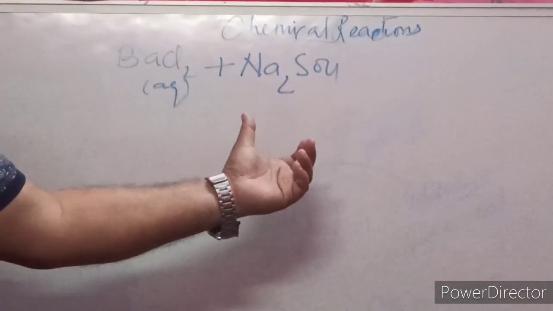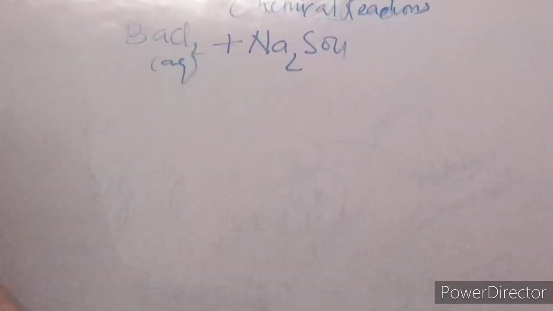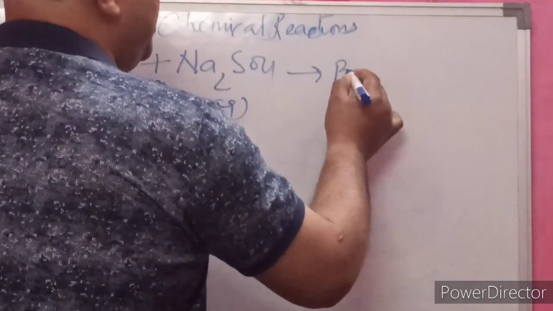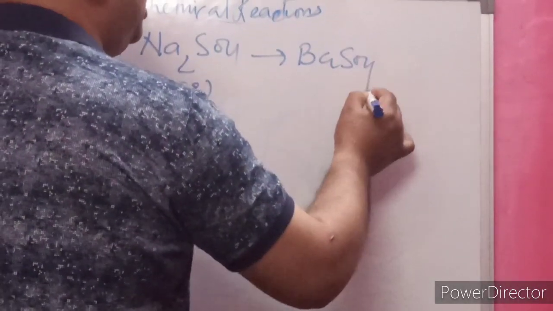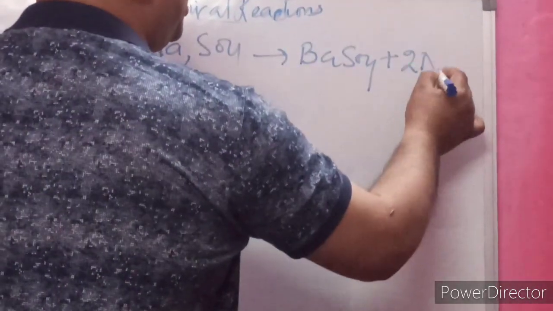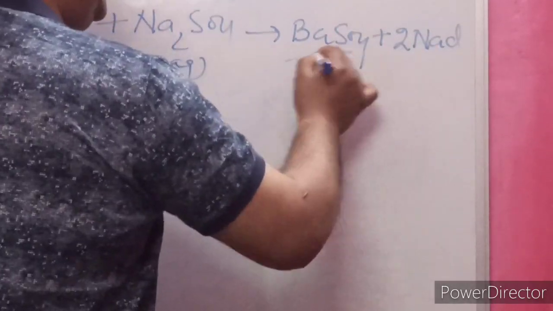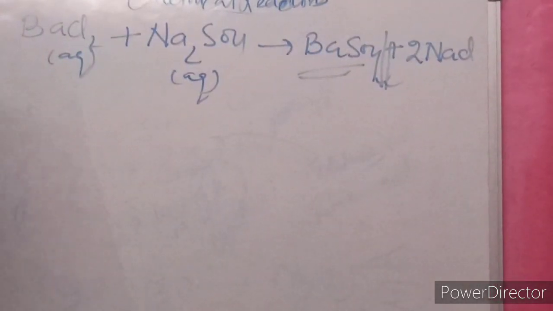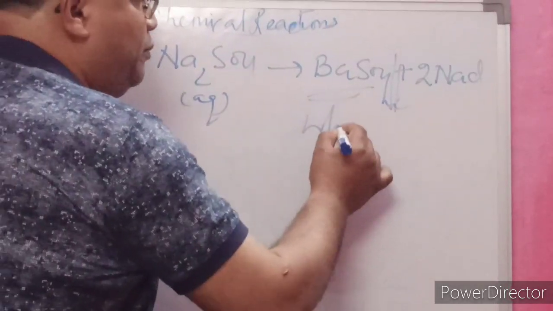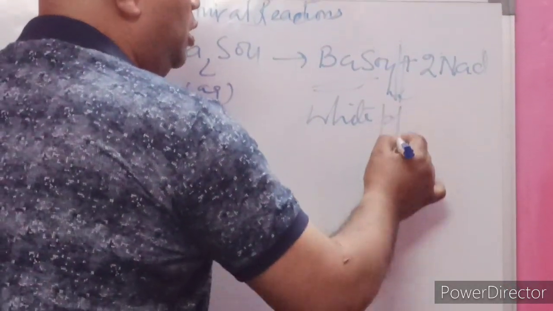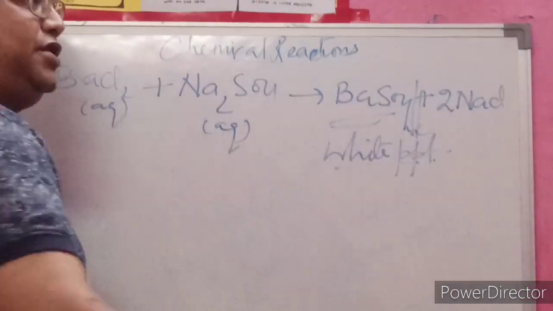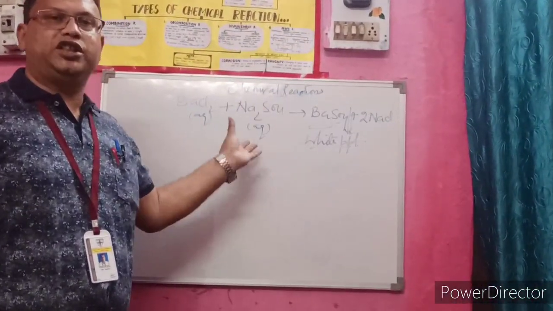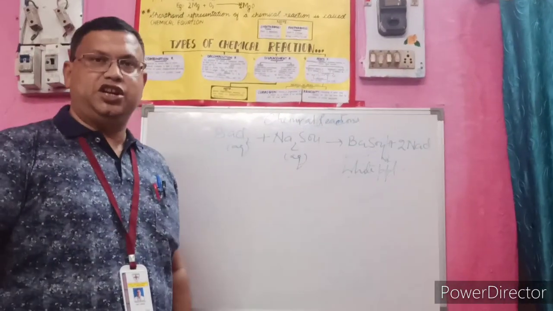These are all chemical reactions. Barium chloride, if you add sodium sulfate to it, will form barium sulfate, BaSO4, plus sodium chloride. This barium sulfate will give you a white PPT. These are all chemical reactions. Somewhere heat is evolved, some color is changed, somewhere the state is changed.